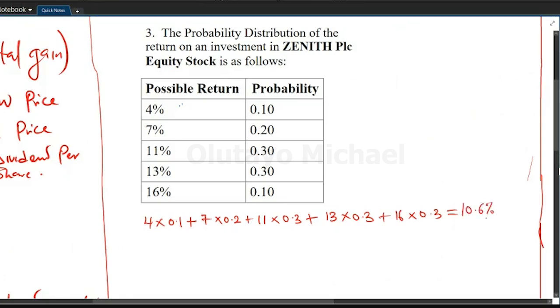10.6%. All right, because this will give us, of course, 0.4 plus 1.4 plus 3.3 plus this times this gives us 3.9 plus 1.6, and then we arrive at 10.6%. So this is the use of probability technique.